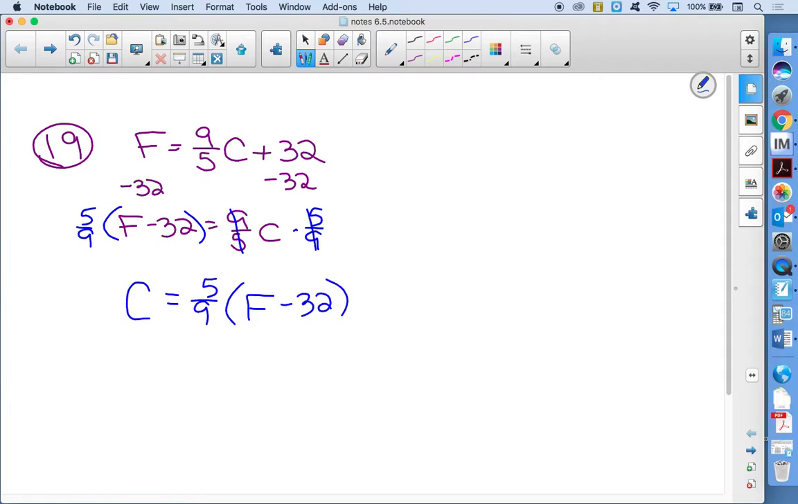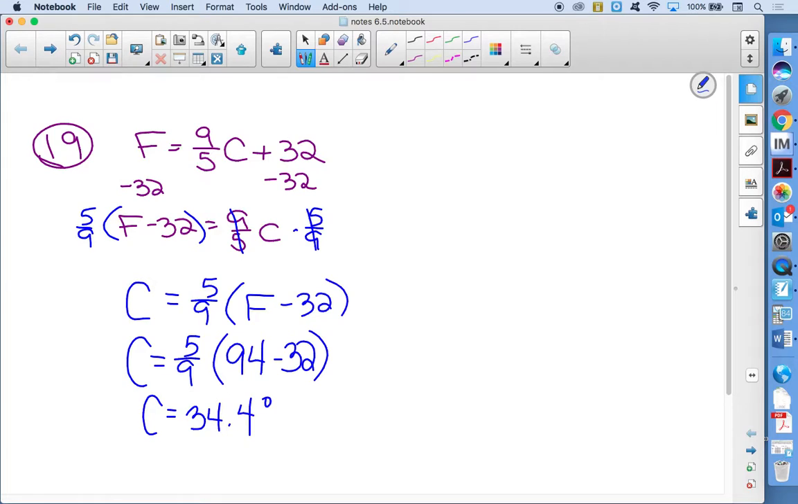So for the second part, it says what's the Celsius temperature equal to 94 degrees Fahrenheit. So if I want to know what the Celsius temperature was, you would take 94 minus 32 and then multiply that by 5/9. And it's 30 something. 34.4? Yeah. There we go.